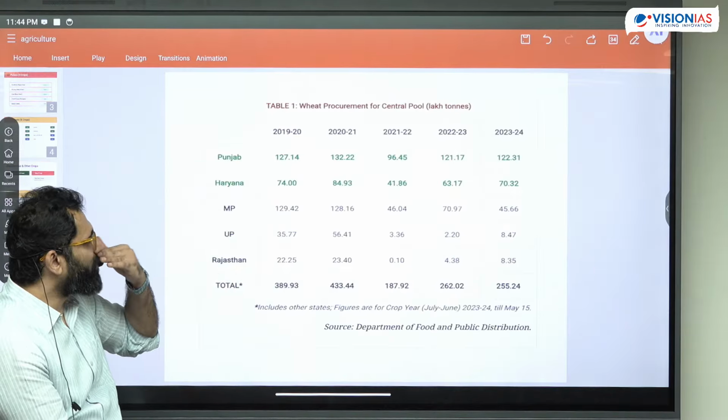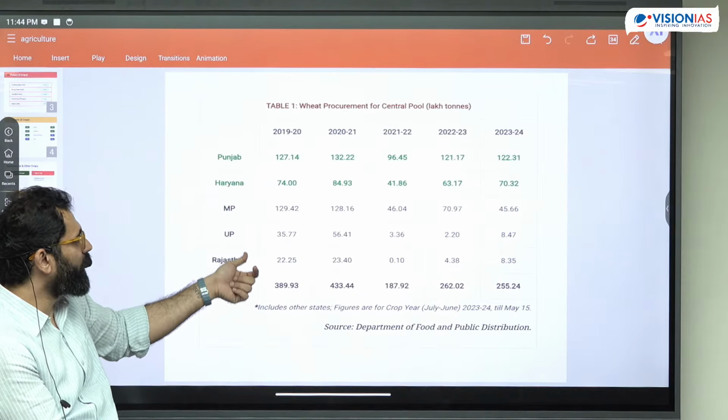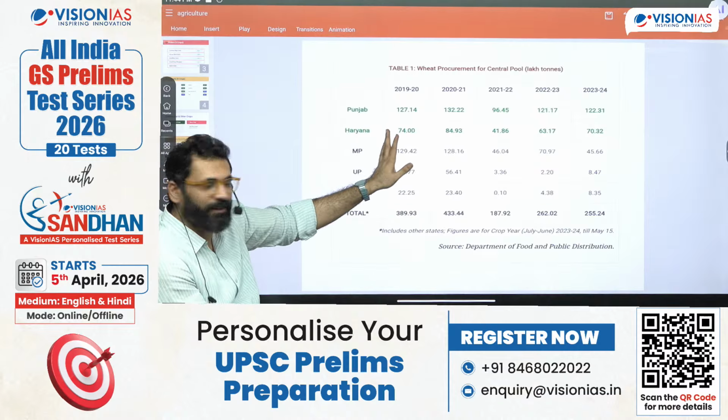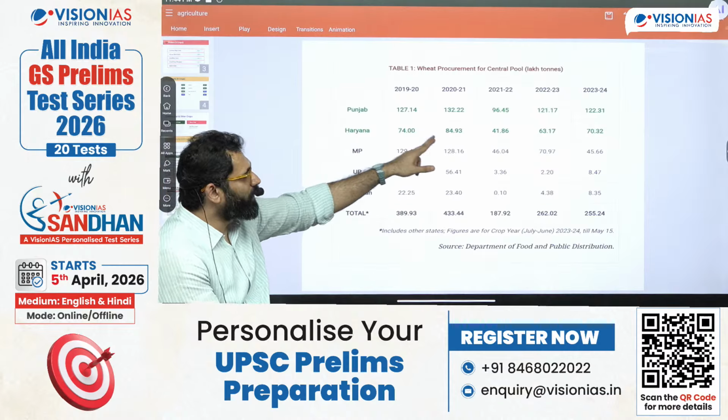This is wheat procurement from 2 states. Punjab and Haryana give the maximum. Then it comes from MP, UP, Rajasthan. This is wheat procurement. MP used to be one of the largest states for wheat. If you see the previous number 19, 20, 20, 21, the wheat number is highest here.